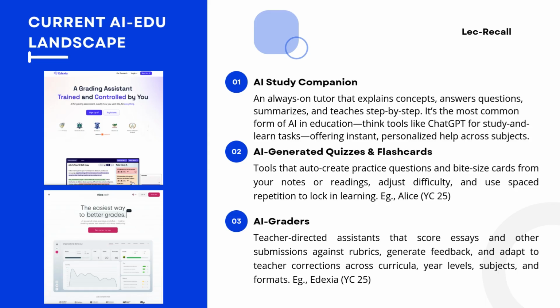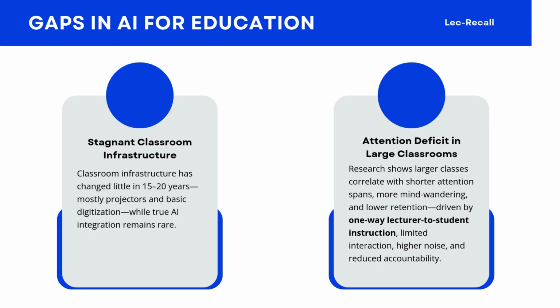So what's still missing in live classrooms? Two big gaps remain in live classrooms. Firstly, stagnant classroom infrastructure. 15 to 20 years with few changes beyond projectors and basic digitization, and very little true AI integration. And secondly, attention deficits in large classrooms.